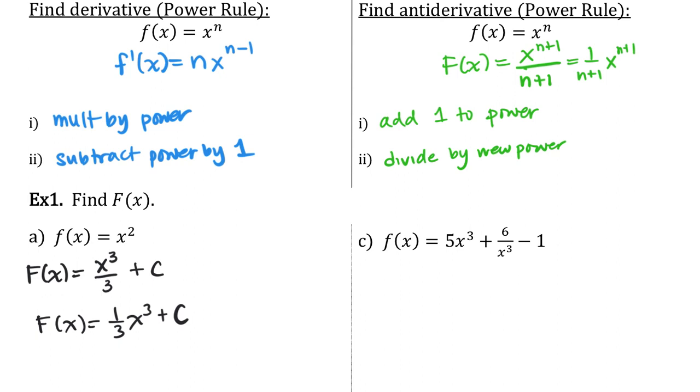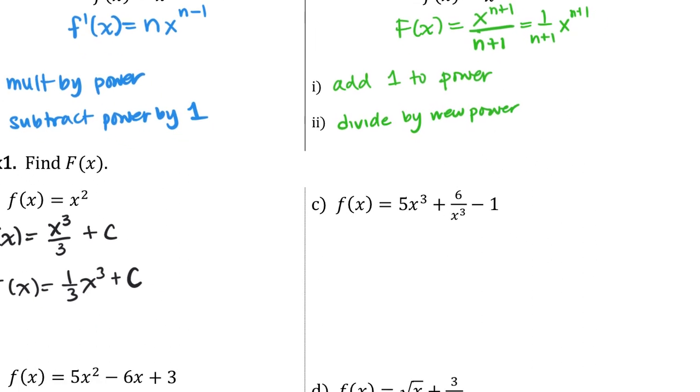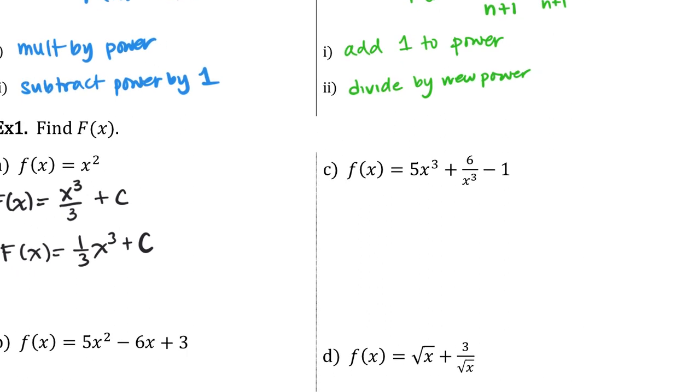Okay, let's try the next one. For the next one, they're telling me f of x equals 5x to the third plus 6 over x to the third minus 1. I'm going to rewrite this in exponential form, just like when we did the power rule. Plus 6x to the negative third minus 1. Okay, let me find the antiderivative. Then I'm going to go back and check it by doing the power rule.